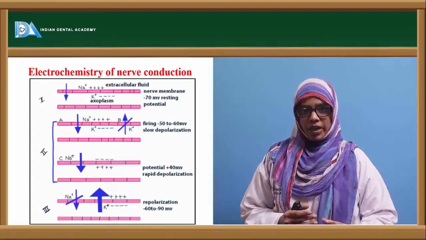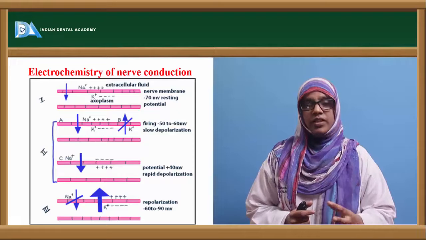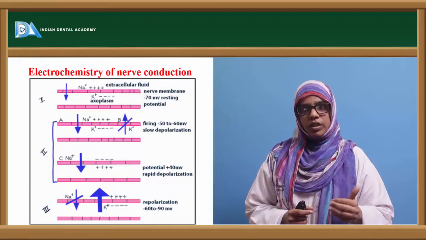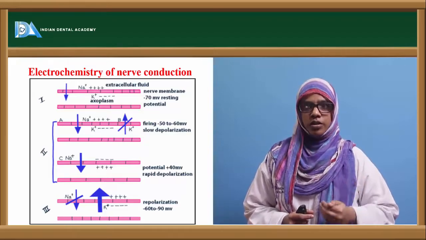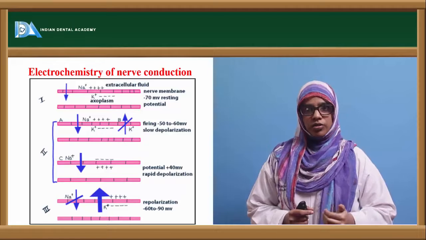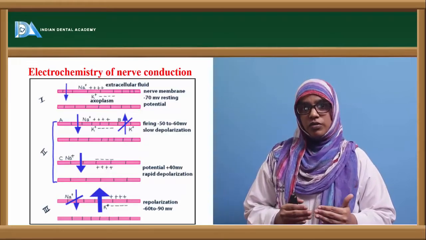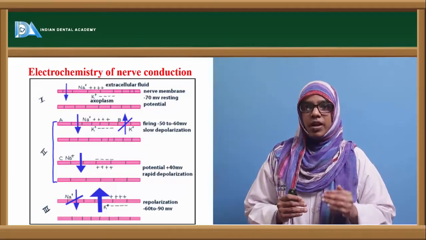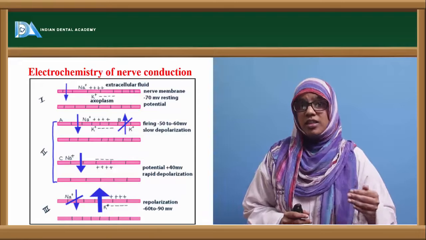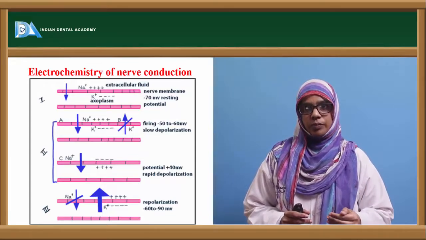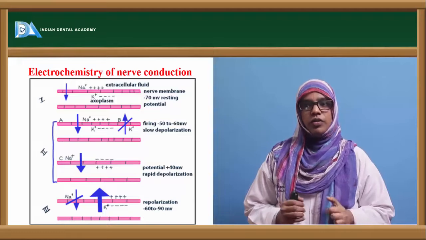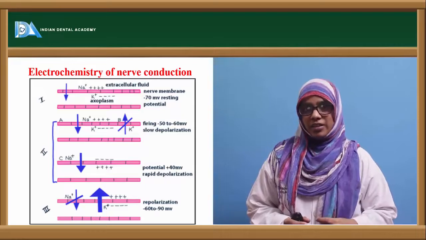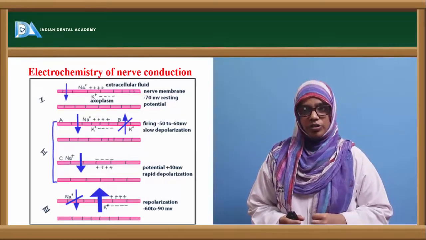When an impulse or any kind of stimulus is applied, there is an increase in permeability of the membrane to sodium ion. Eventually these sodium ions slowly enter into the nerve, resulting in slow depolarization. This slow depolarization reaches a level wherein the nerve membrane potential is minus 50 to minus 60 millivolt, that is, a decrease of 10 to 15 millivolt. This causes release of a threshold potential, which causes rapid influx of sodium ion inside the nerve, resulting in rapid depolarization.